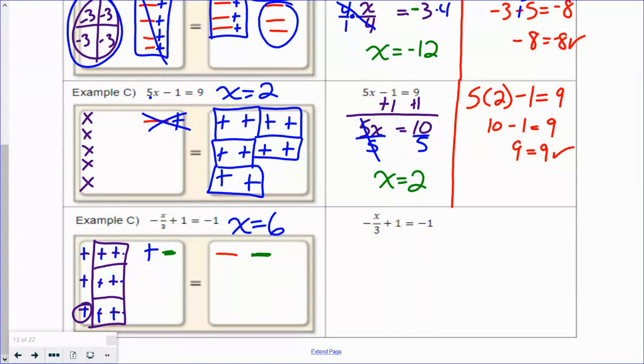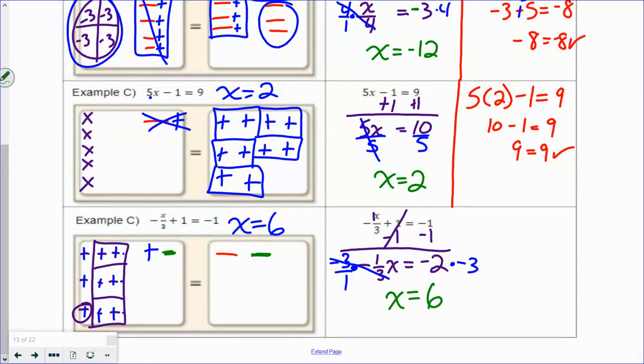All right, let's do the algebraic work. The opposite of adding 1, subtracting. And these cancel. And if I was to write this as a negative 1/3 x, that's the same thing. There's that invisible 1 right there. Equals a negative 2. I would need to multiply by negative 3 to get both the negative and the 3 to go away. That means when you multiply this by negative 3, then we get x equals 6.